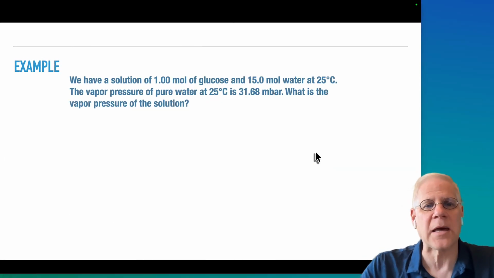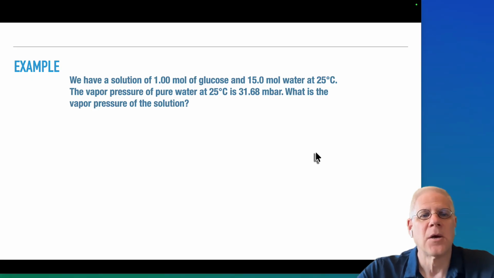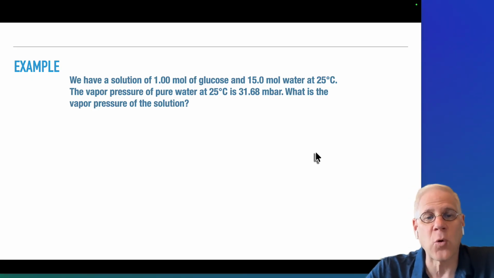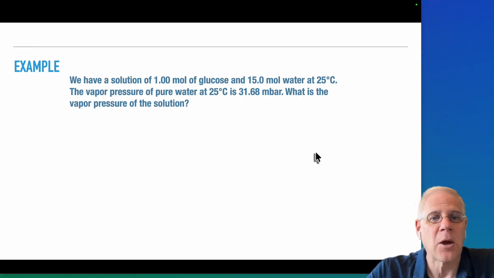So let's take a look at an example of an equation. So we have a solution that has 1 mole of glucose, 15 moles of water. We're at 25 degrees Celsius. If we look at pure water at 25 degrees Celsius, we see that the vapor pressure is 31.68 millibar. And we want to know what is the vapor pressure of the solution of the glucose and the water together.